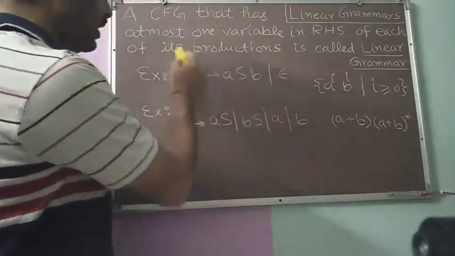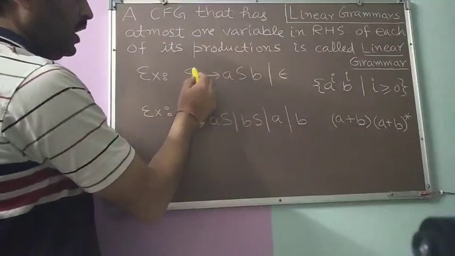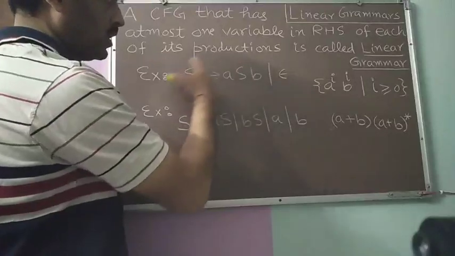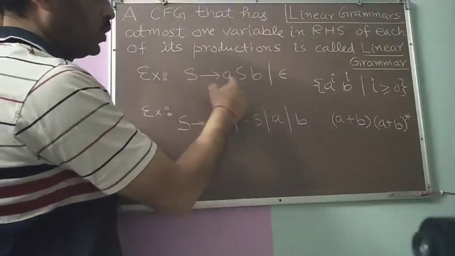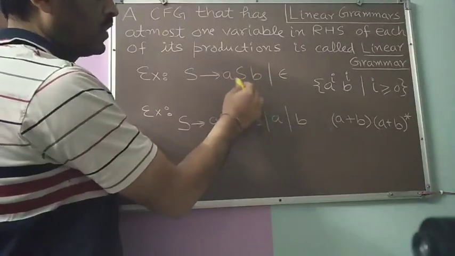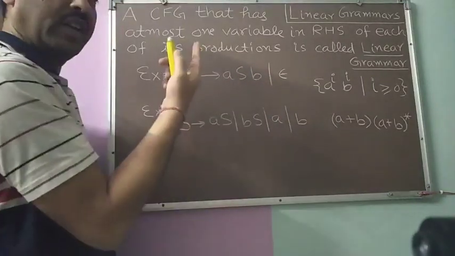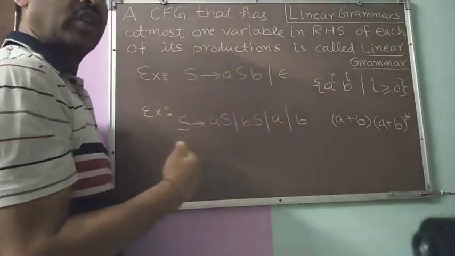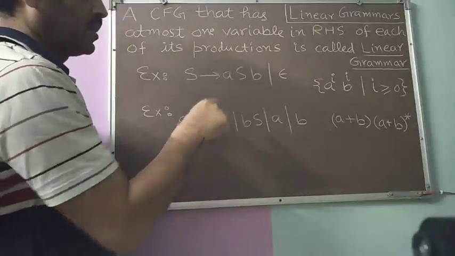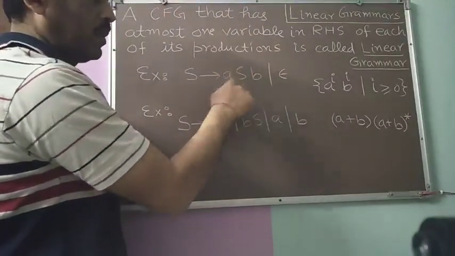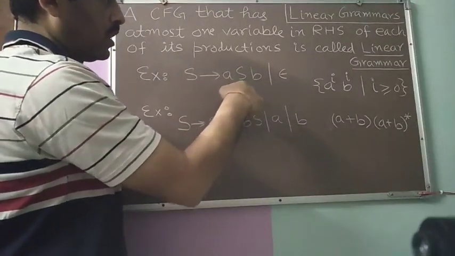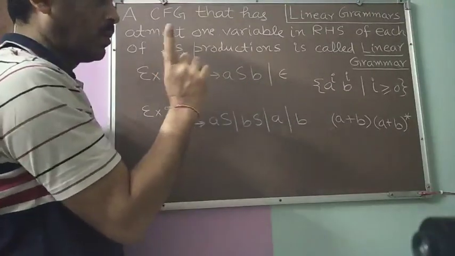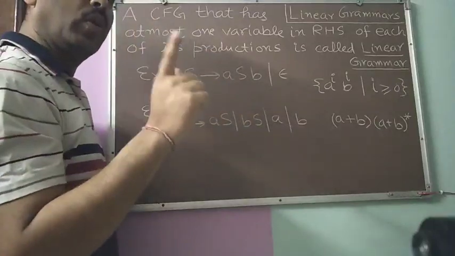Just for example, we are taking the first example. Our grammar is S to aSb | epsilon. In this grammar, we have two productions. One is S to aSb, where we have only one variable on the right-hand side. Obviously, on the left-hand side there will be one variable because it is a CFG. On the right-hand side there is no restriction in a CFG, but linear grammars restrict that there should be only one variable on the right-hand side. Here we have two terminals and one variable. There is no restriction on the number of terminals, but the number of variables should be only one.